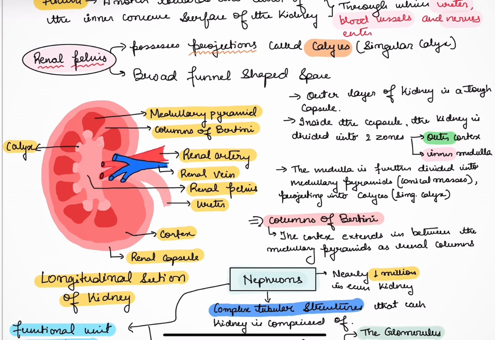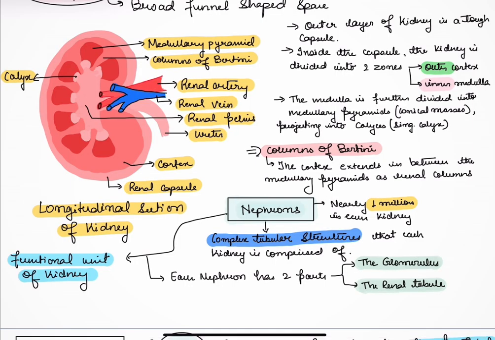Also, the cortex extends in between these medullary pyramids and forms a column-like structure known as the columns of Bertini. So these are nothing but the extension of the cortex between the medullary pyramids, and they are also known as the renal columns.